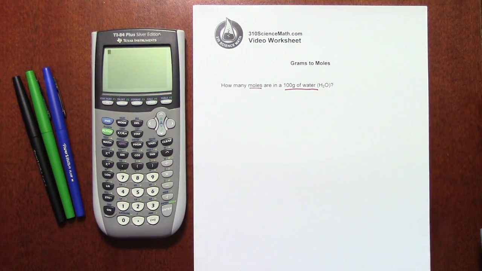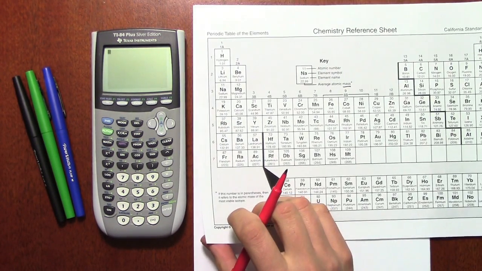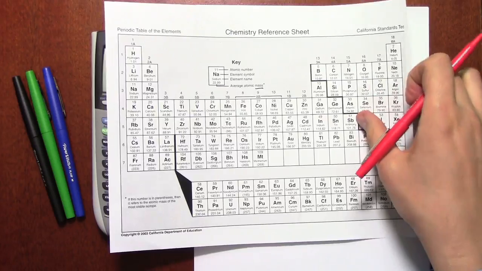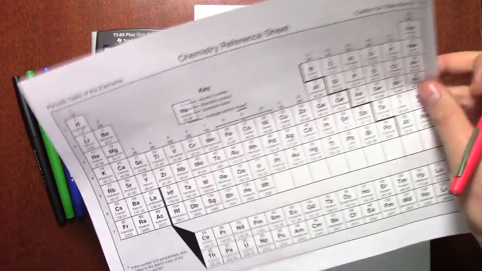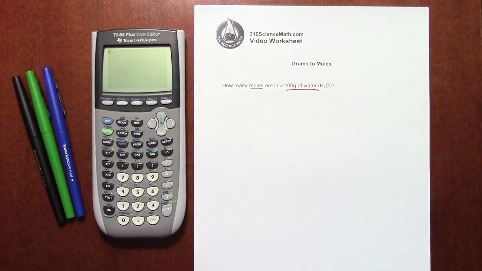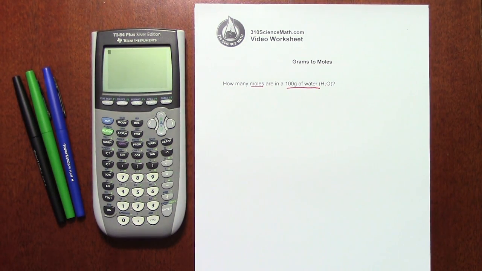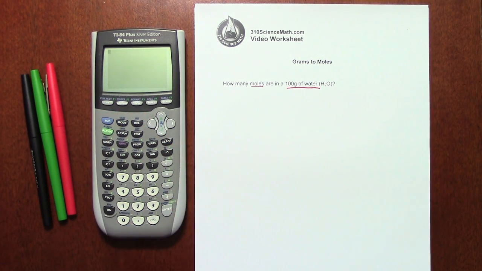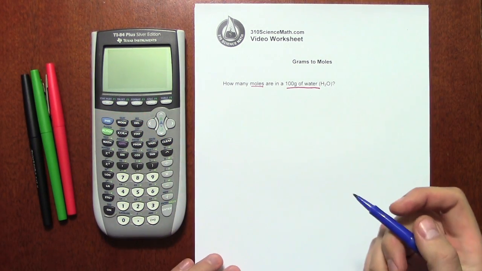Anytime that you're dealing with a grams problem, you're going to need a periodic table. If you don't have one, make sure that you get one, hit the pause button, and then come back with your periodic table and we'll take a look. For right now, what I want to do is solve this in 2 ways. I'm going to start with the dimensional analysis style, which tends to be more popular among chemistry teachers.